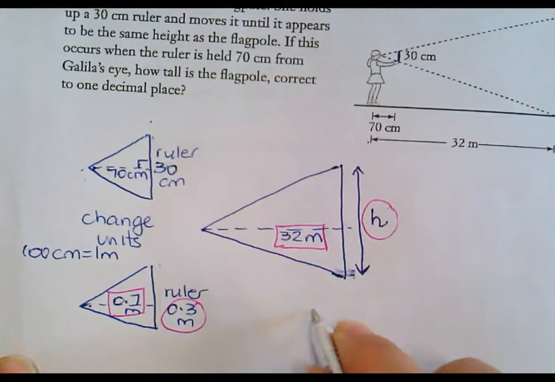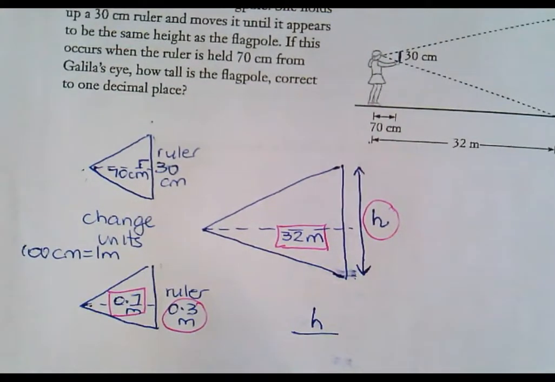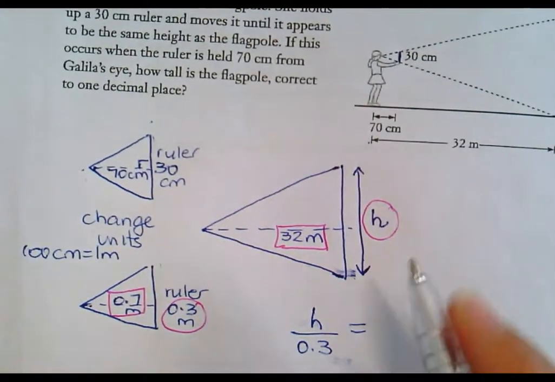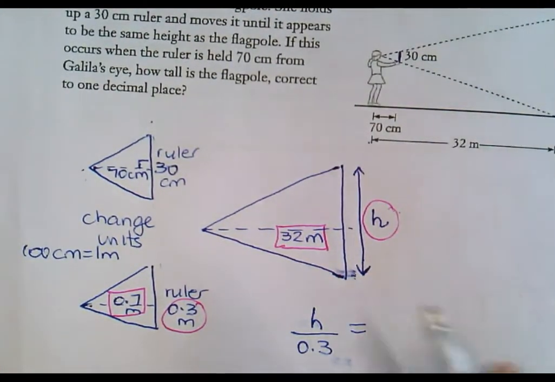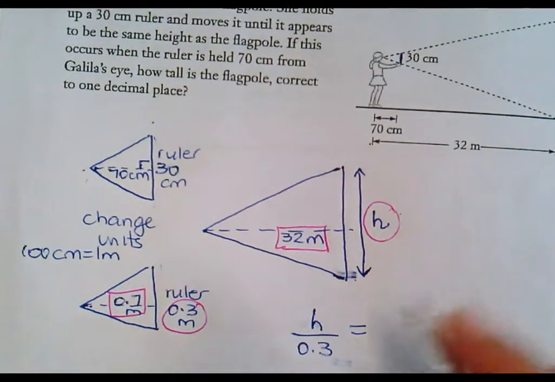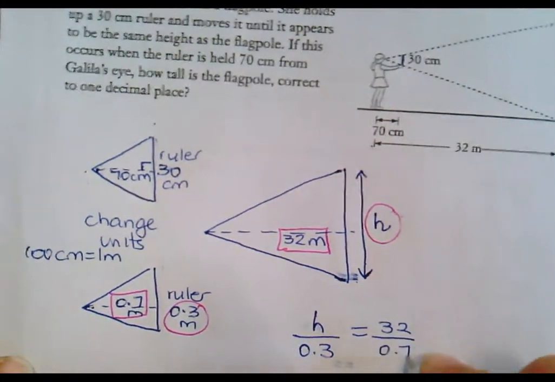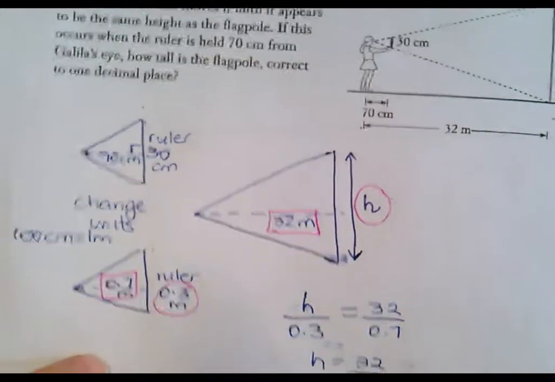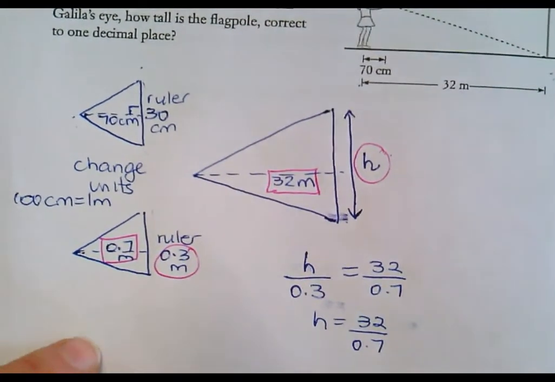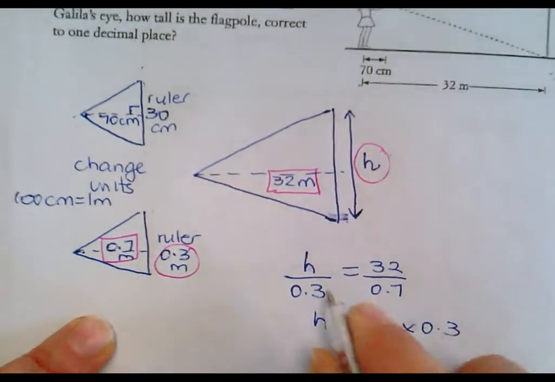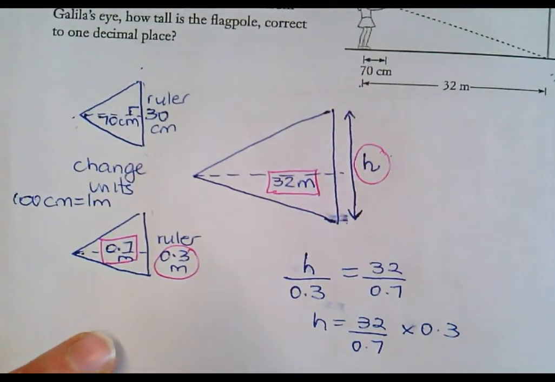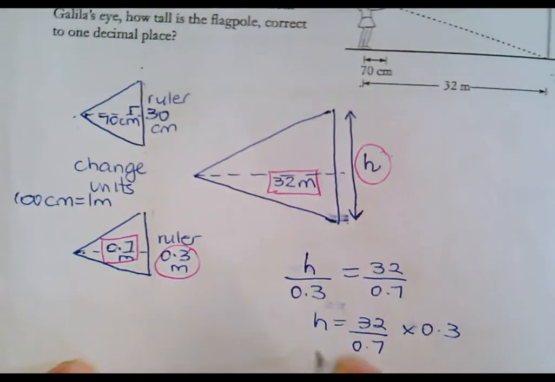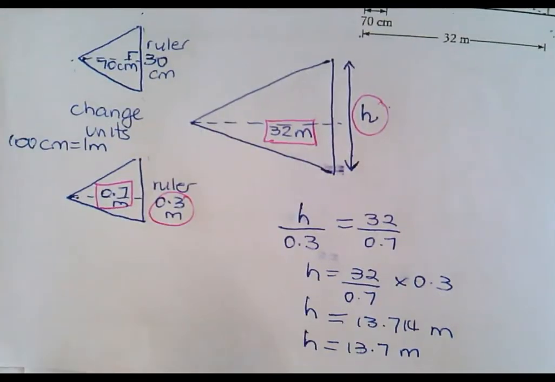So how do I set up my statement? Always what I want first. H over 0.3 equals 32 over 0.7. What do I do, times or divide by 0.3? Times 0.3. It's H divided by 0.3 on the left, so it'll be that times 0.3 on the right. So therefore H is 13.7 metres.